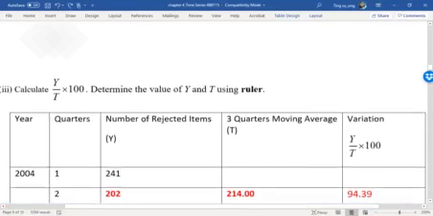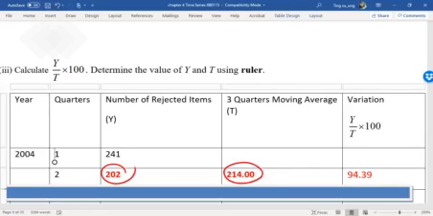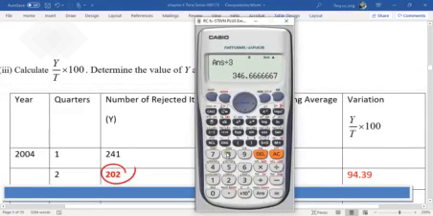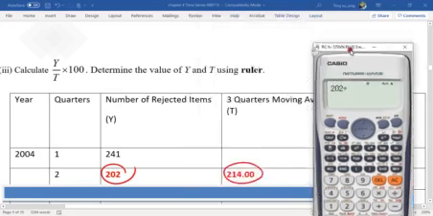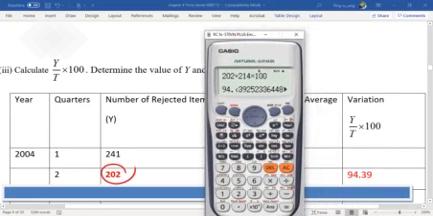So we proceed again. Any values on the second? You can see you have y, you have t. So if that's the case, you have your answer. Just proceed. You have your y divided by, what's the answer? 214. 214 times 100. You got 94.39. Because of 2 decimal places, just keep everything to 2 decimal places.